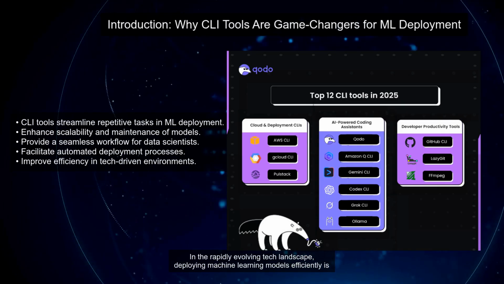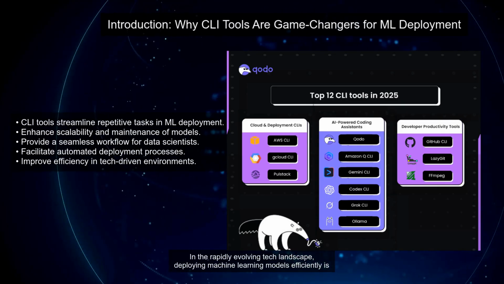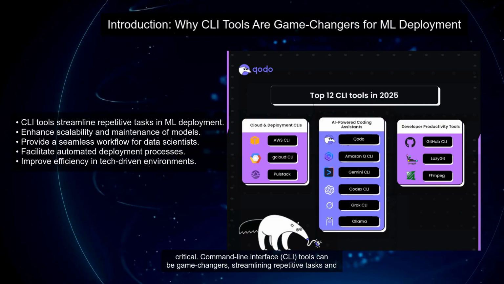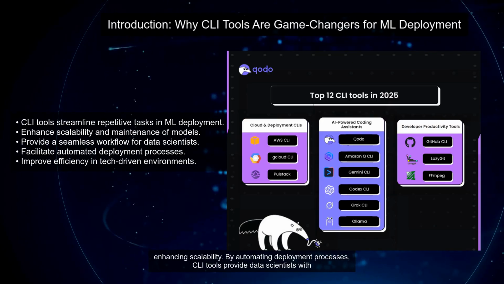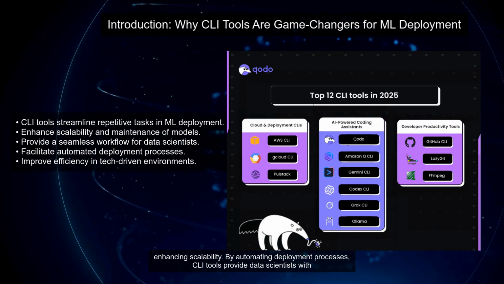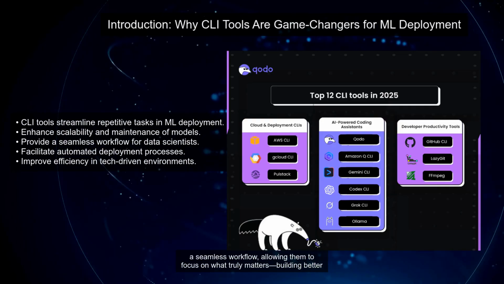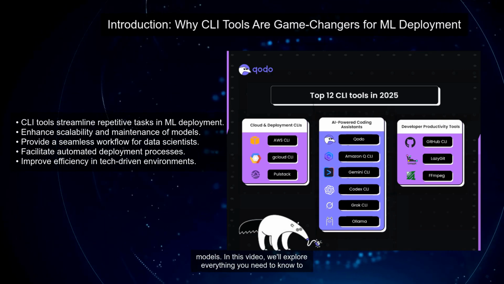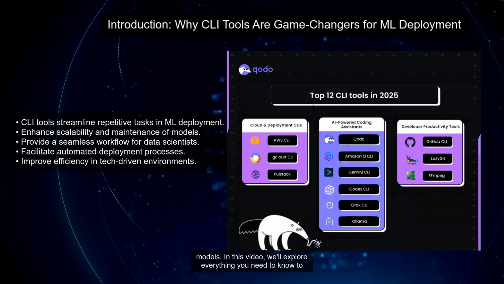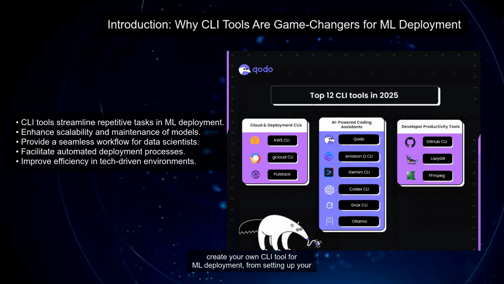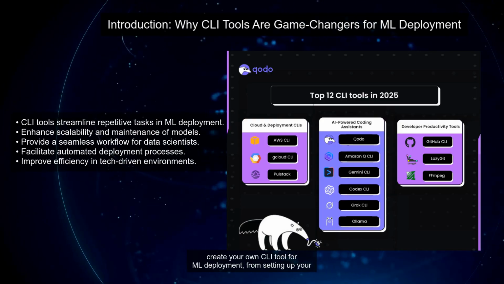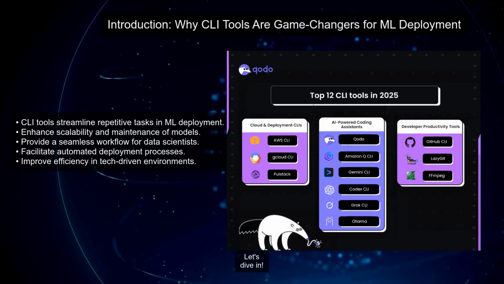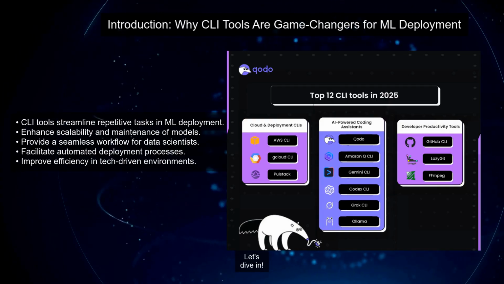In the rapidly evolving tech landscape, deploying machine learning models efficiently is critical. Command line interface (CLI) tools can be game changers, streamlining repetitive tasks and enhancing scalability. By automating deployment processes, CLI tools provide data scientists with a seamless workflow, allowing them to focus on what truly matters: building better models. In this video, we'll explore everything you need to know to create your own CLI tool for ML deployment, from setting up your Python environment to integrating Docker and implementing best practices for user experience.